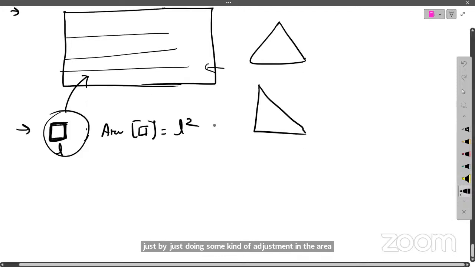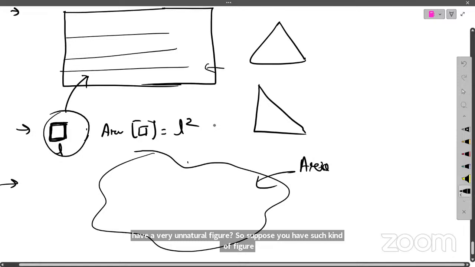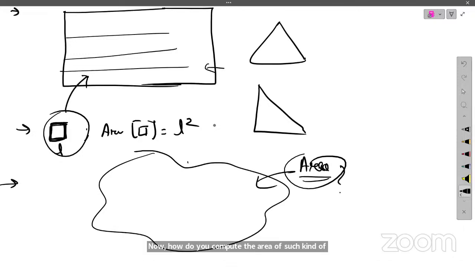But what happens if we have a very unnatural figure? Suppose you have such kind of figure. Now, how do you compute the area of such a figure? Right? So that's the main question. Now this question we can answer by using the integration process. So what is integration?